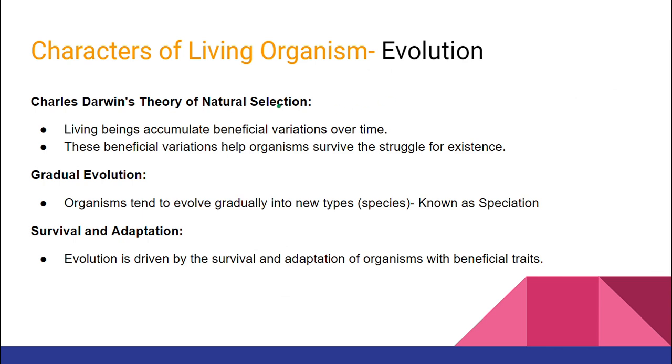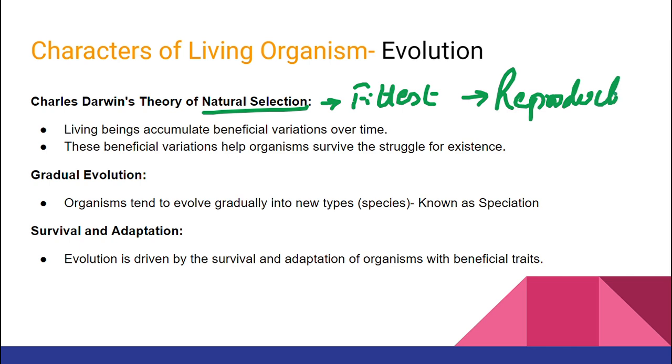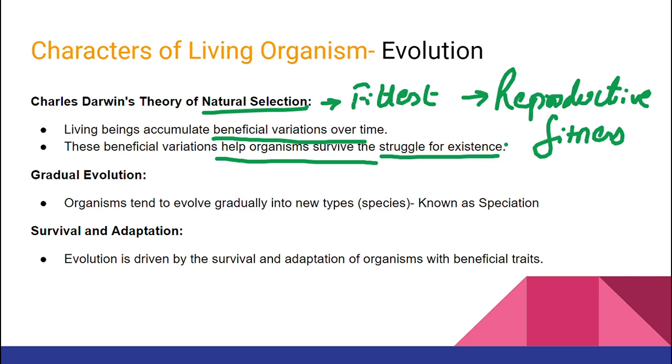Okay. Now next one, Charles Darwin's theory of natural selection. Natural selection means nature is going to select. Whom will nature select? Who is fittest? Who is fittest as per Charles Darwin? It is who is going to reproduce. Okay, reproductive fitness. Right? So living organisms accumulate beneficial variation over time and that helps organisms survive the struggle for existence. The struggle for existence is nothing but whoever is going to fit in nature will struggle to fit in, and those who struggle and fit into nature, nature is going to select only those organisms, right?